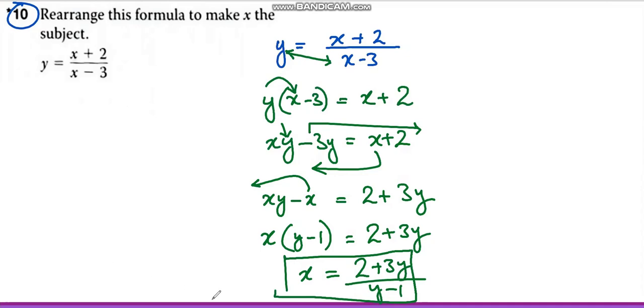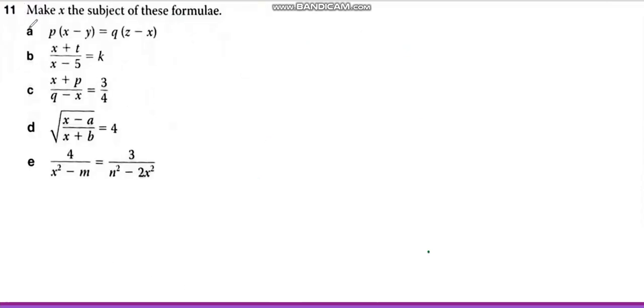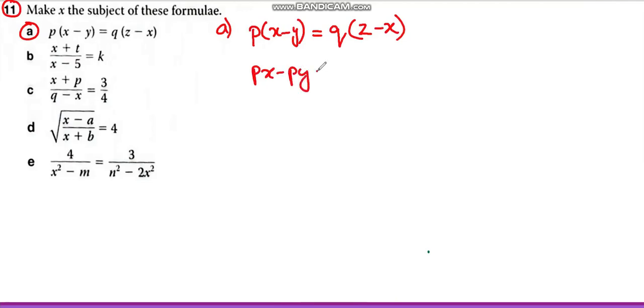Now let's proceed to the next question. In question number 11, again, we have to make x the subject. So let me do a part first. It's p into x minus y equals q into z minus x. So first of all, I can distribute p with the terms which are inside the bracket. So I can write px minus py equals qz minus qx.